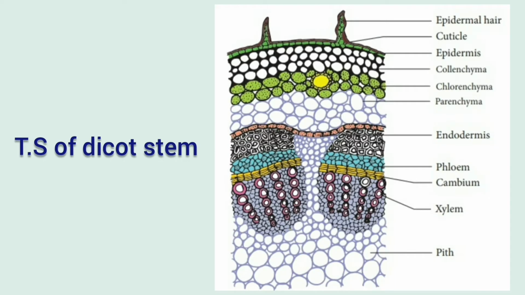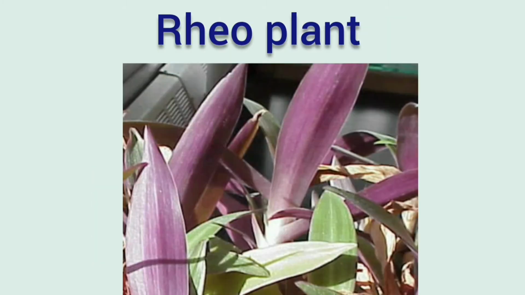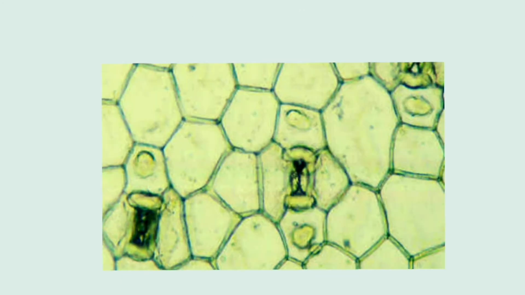Please observe the transverse section of a dicot stem. You can find an outer layer in the transverse section. The part of the tissue covering the entire surface of the plant body is the dermal tissue. You can observe this tissue in the Rhoeo leaf peel or betel leaf peel under the microscope.